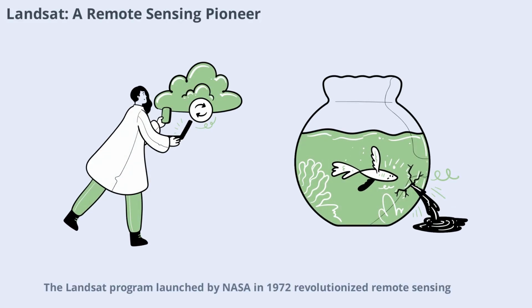The Landsat program, launched by NASA in 1972, revolutionized remote sensing. With a series of satellites equipped with advanced sensors, Landsat has provided detailed images of the Earth's surface for over 50 years. These images have been used to track deforestation, urban growth, and agricultural trends. Landsat's legacy continues today, offering free, accessible data for researchers and decision-makers everywhere.